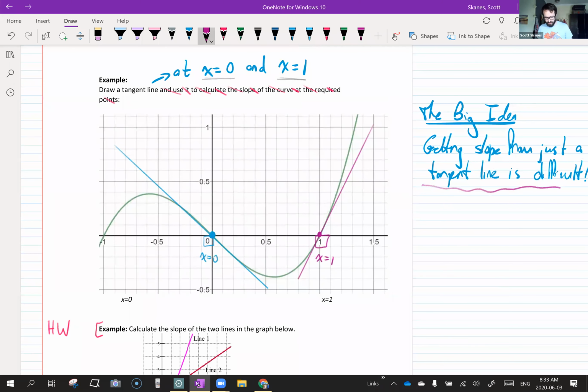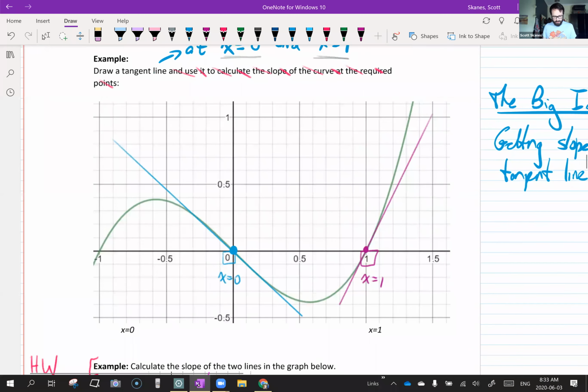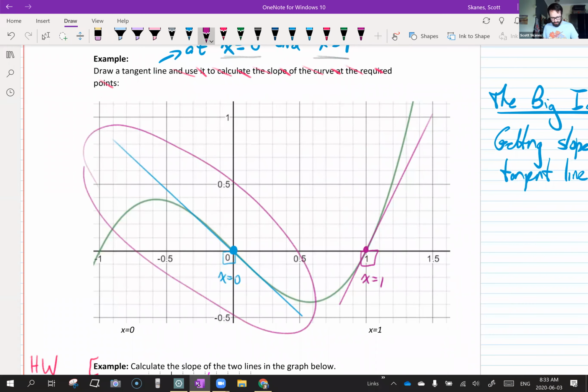Getting slope from just the tangent line is difficult. Because how do we get the slope of this? Can someone give me an idea? How would I possibly get the slope of this line if it only touches once? Anyone have any ideas? Anyone still alive?